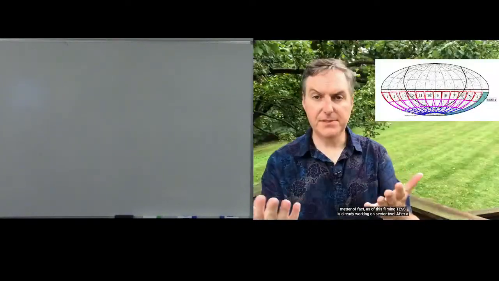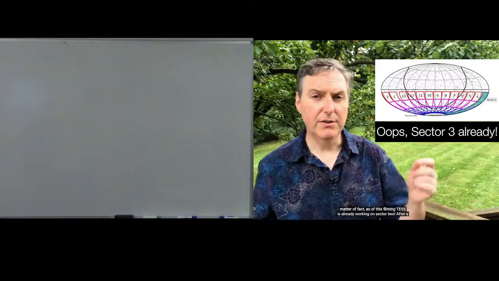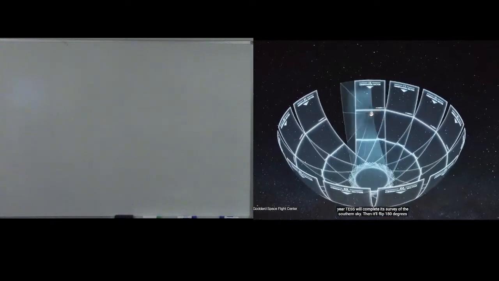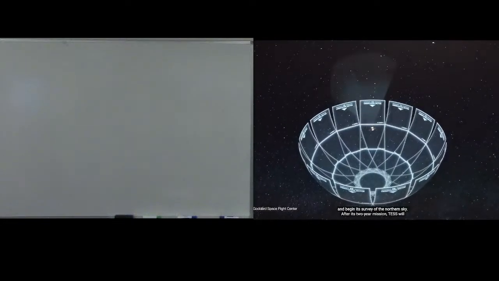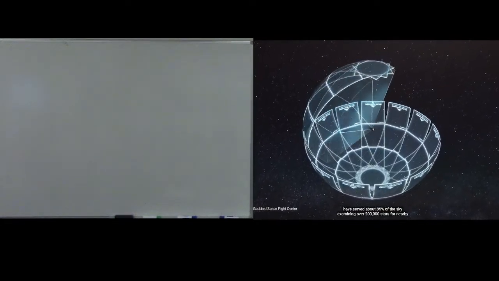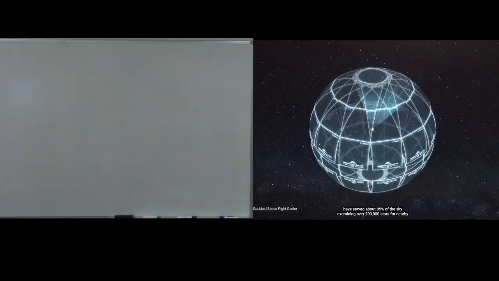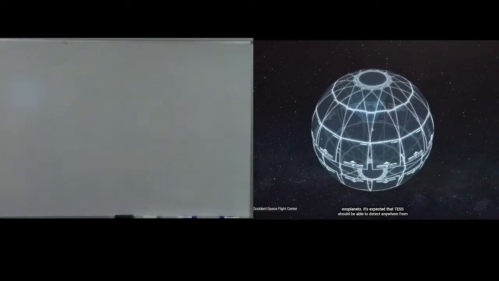As a matter of fact, as of this filming, TESS is already working on Sector 2. After a year, TESS will complete its survey of the southern sky. Then it'll flip 180 degrees and begin its survey of the northern sky. After its 2-year mission, TESS will have observed about 85% of the sky, examining over 200,000 stars for nearby exoplanets. It's expected that TESS should be able to detect anywhere from 4,500 to as many as 20,000 new exoplanets.